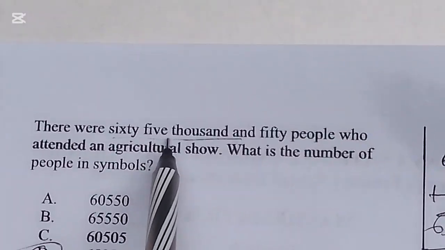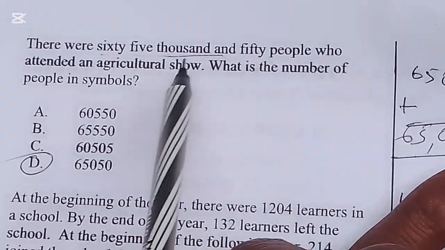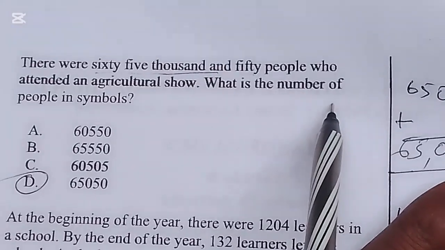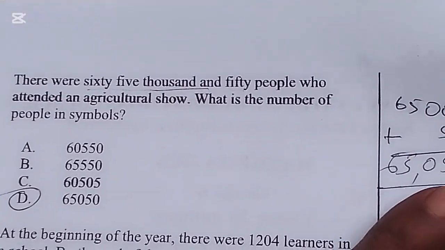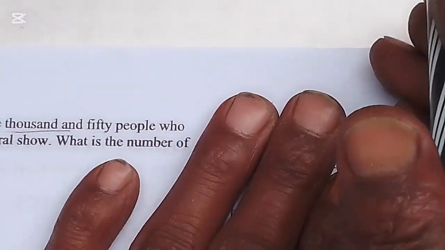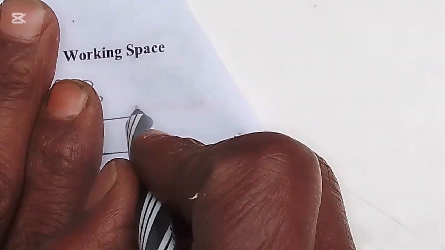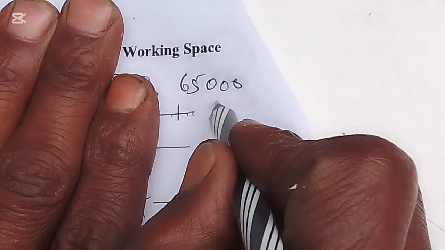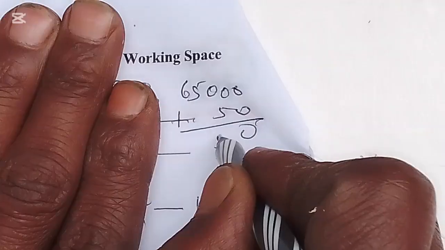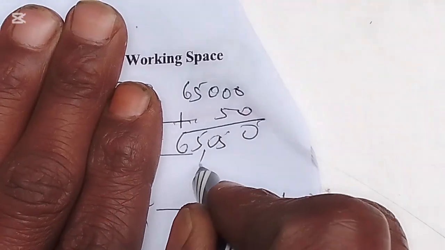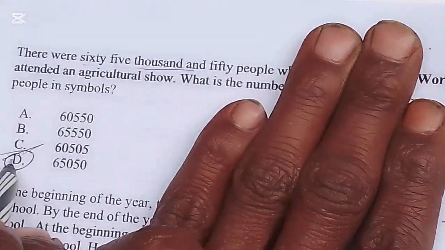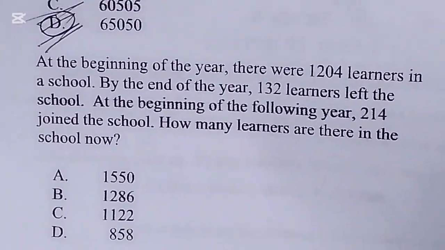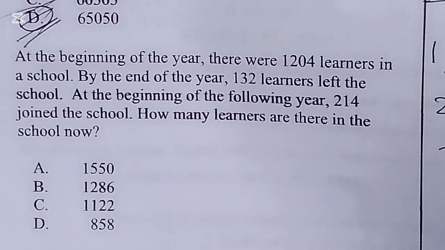There were 65,050 people who attended an agricultural show. What is the number of people in figures? So you're supposed to write the 65,000, then you add 50, and you get 65,050.